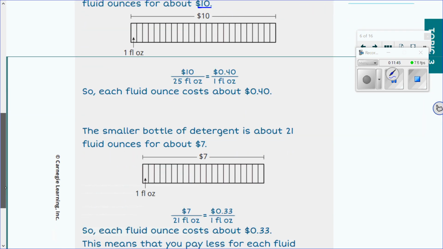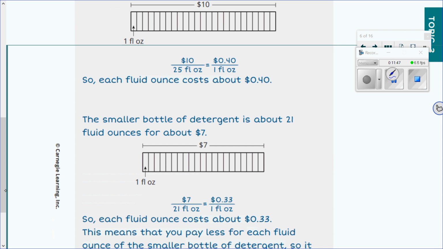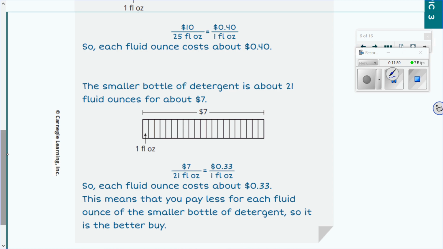On the smaller one, she again rounded. She said it's about 21 fluid ounces for $7. Going from 21, 7 divided by 21 gave her 33 cents. So she said each fluid ounce costs about 33 cents. That means you pay less for each fluid ounce of the smaller bottle of detergent, so it's a better buy. Does that make sense to everybody? Yes. If I pay less, that's a better buy, correct?